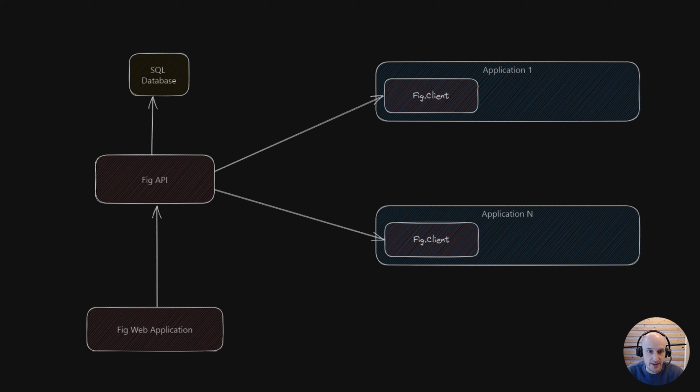So the diagram you can see on the screen there, we've got the major components for Fig. There's the Fig API, and that talks back to an SQL database where it persists all of its state and settings. The API itself is stateless. Then we've got the Fig client NuGet package, which can be embedded in any application. And once that's done, Fig will start managing the settings for that application. And then we've got a Fig web application, which is the front end for Fig, which is where you update and manage the settings across the domain.